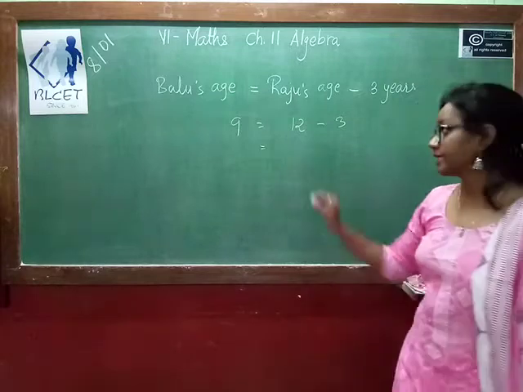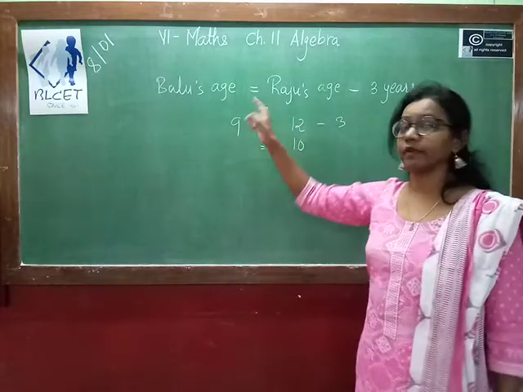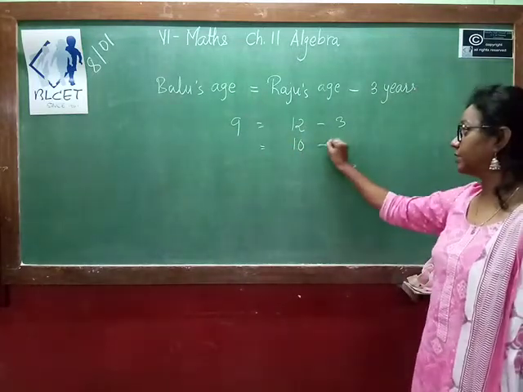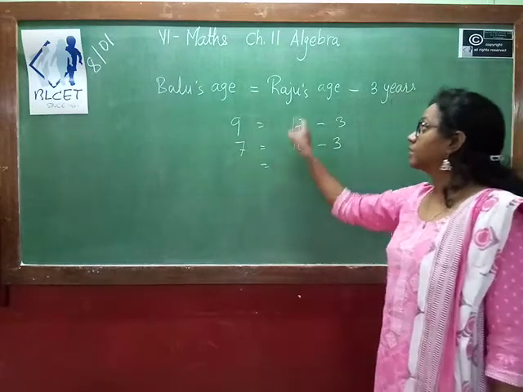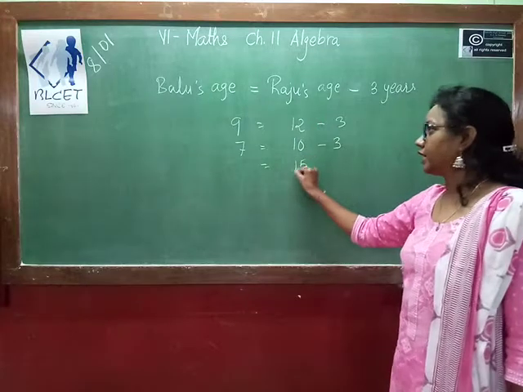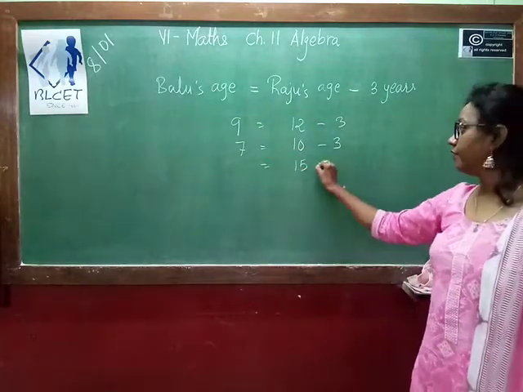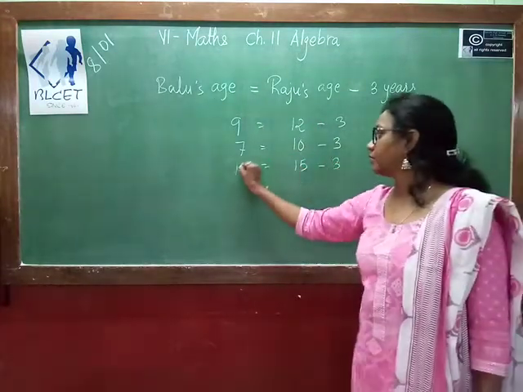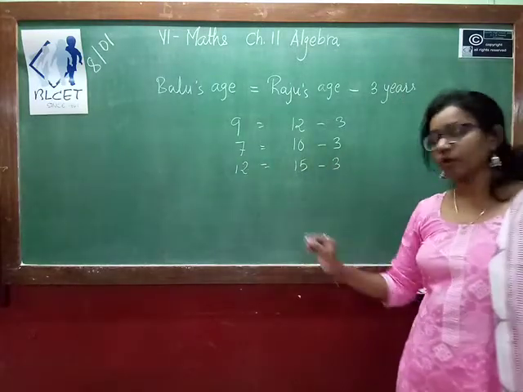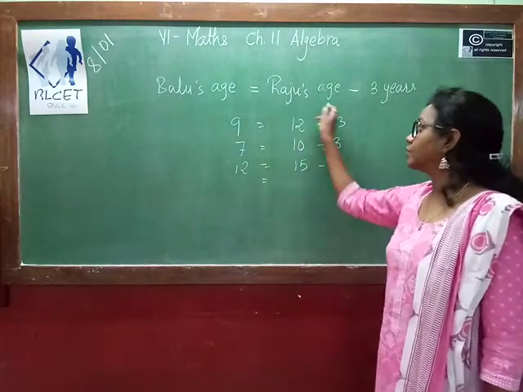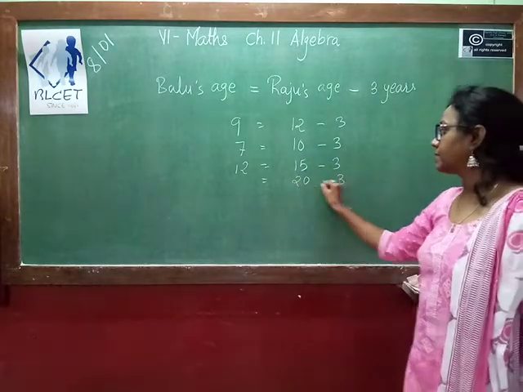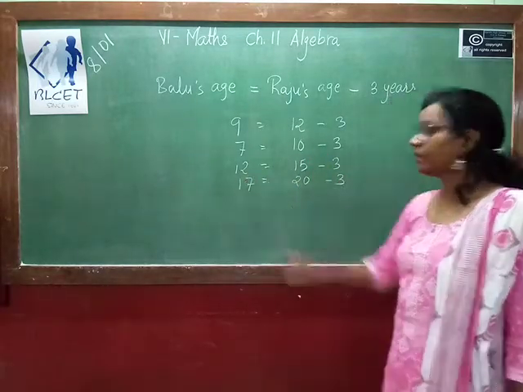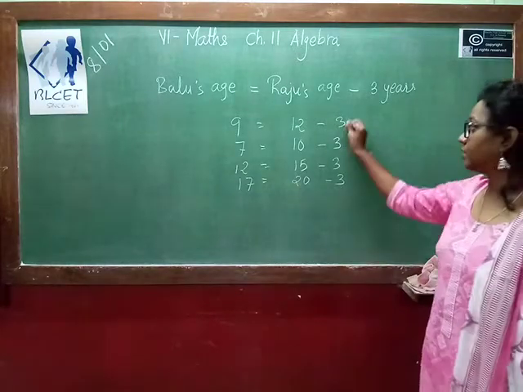Suppose Raju's age is 10 years. So Balu is younger, meaning 10 minus 3. What is the answer? 7. Suppose Raju's age is 15 years. So Balu's age is what? 15 minus 3, 12 years. Suppose Raju's age is 20. So what is Balu's age? 20 minus 3, 17. So everywhere what is constant?